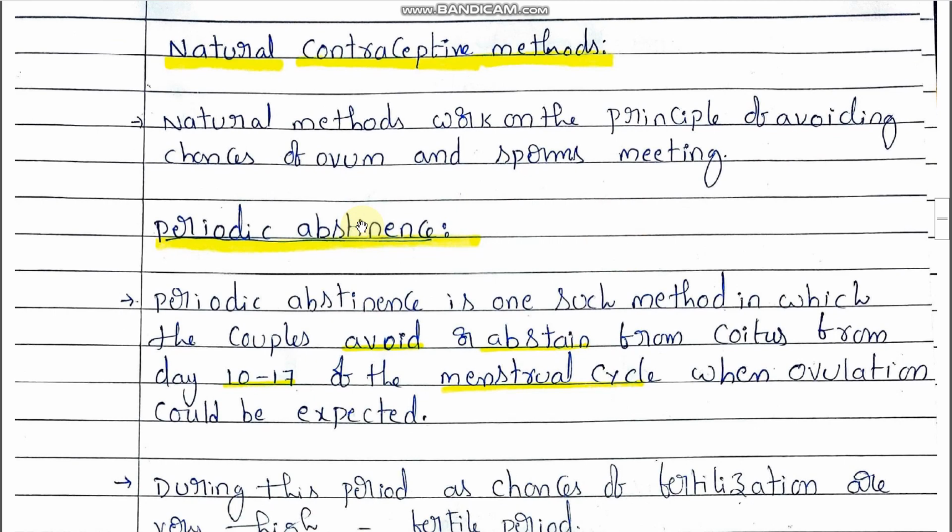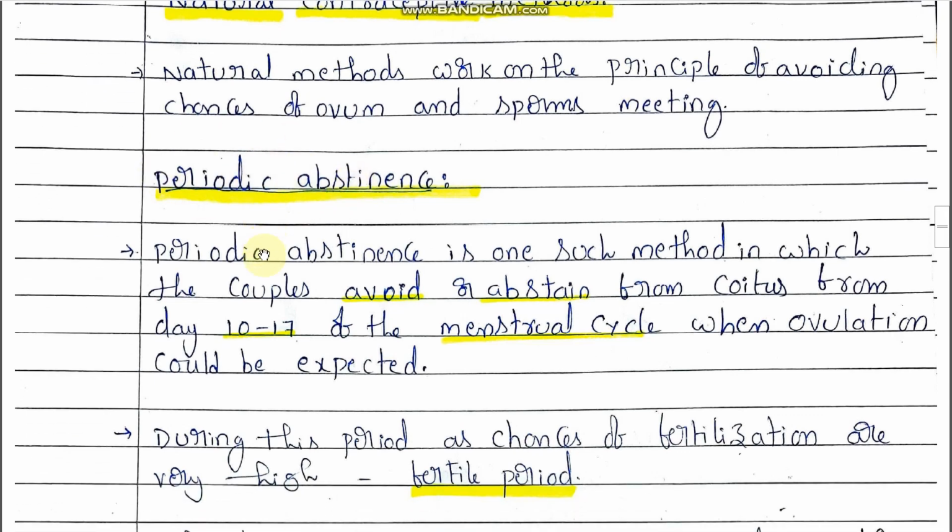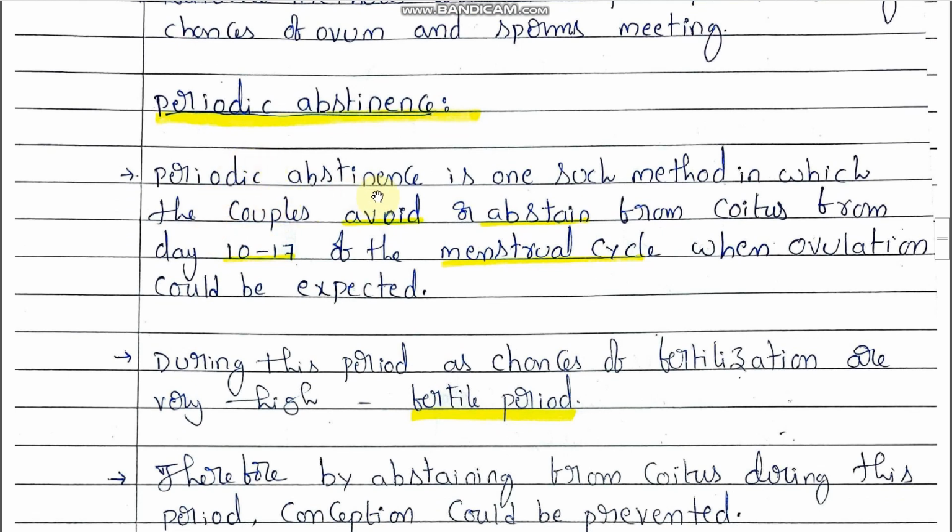So there are three different types of natural contraceptive methods, that is periodic abstinence, lactational amenorrhea, and coitus interruptus or withdrawal method. Periodic abstinence is also called the rhythm method. Periodic abstinence is one such method in which the couples avoid or abstain from coitus from day 10 to 17 of the menstrual cycle when ovulation could be expected.